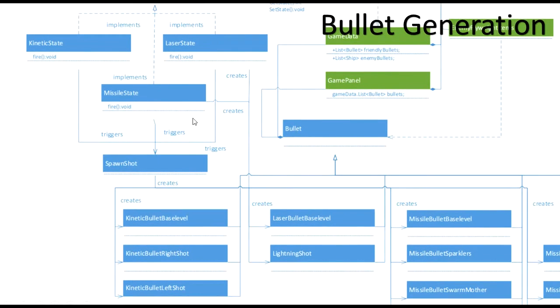So all three of these have access to spawn shot. Spawn shot is a timer that can time when bullets actually get generated. Missile and laser state can skip the spawn shot and just create single objects as well, whereas kinetic state can only use the spawn shot.